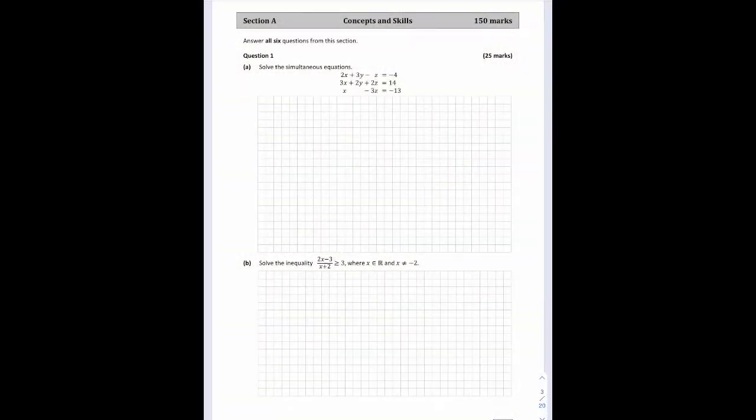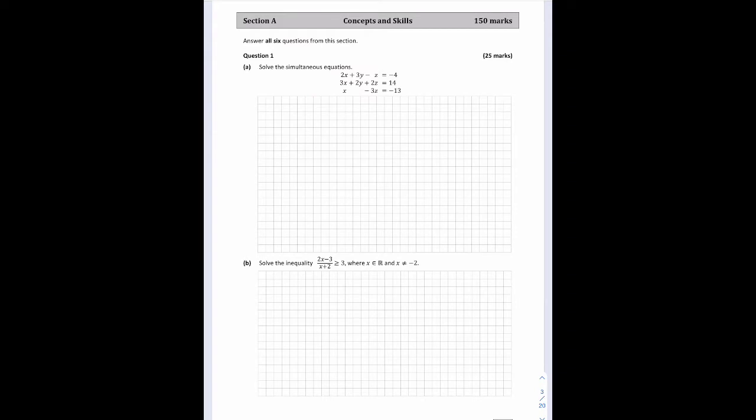Okay, so today I'm going to be running through the 2018 Leaving Cert paper for maths, paper 1, and I'm just going to be looking at question A. So the first part of question A, question 1, asks you to solve 3 simultaneous equations.